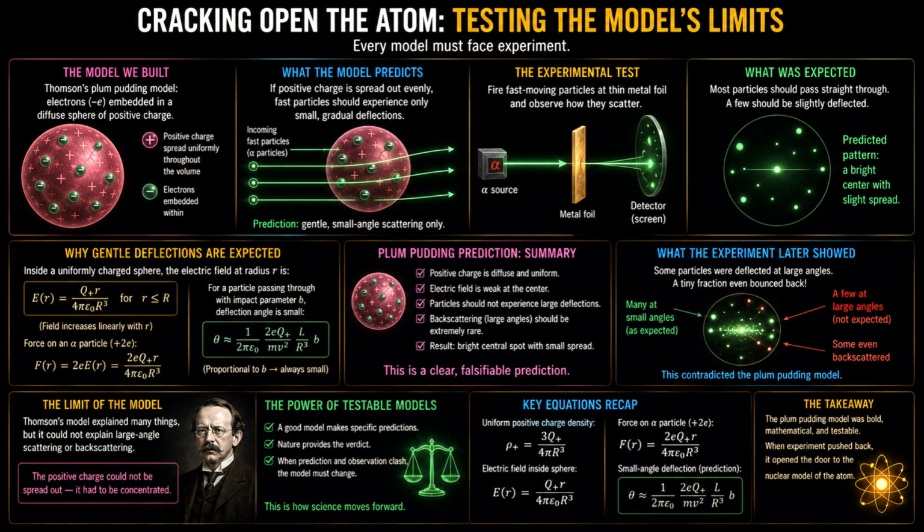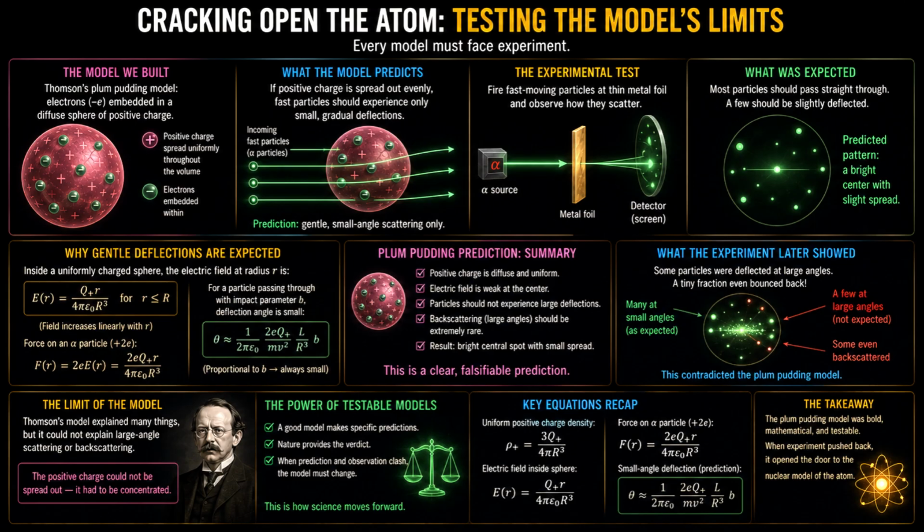Thomson's model made testable predictions. It predicted how electrons might be arranged for different elements, and it predicted how atoms should behave when probed with other particles. Some predictions held up. Others did not. The model assumed the positive charge was spread smoothly through the entire volume of the atom, with no concentrated center. This particular assumption would later be tested directly by firing fast-moving particles at thin sheets of metal and observing how they scattered.